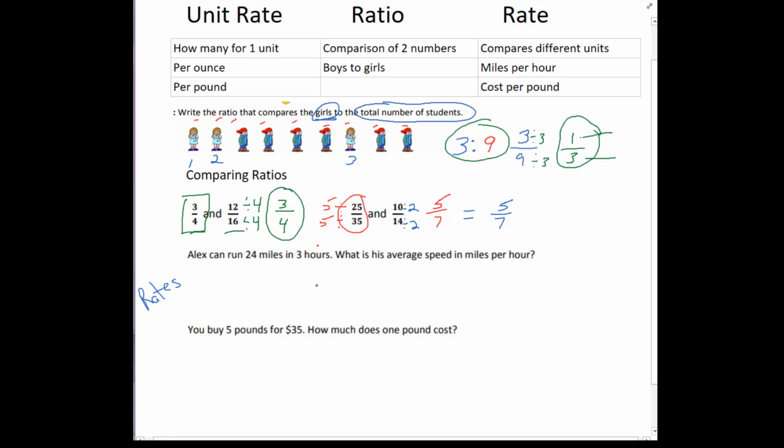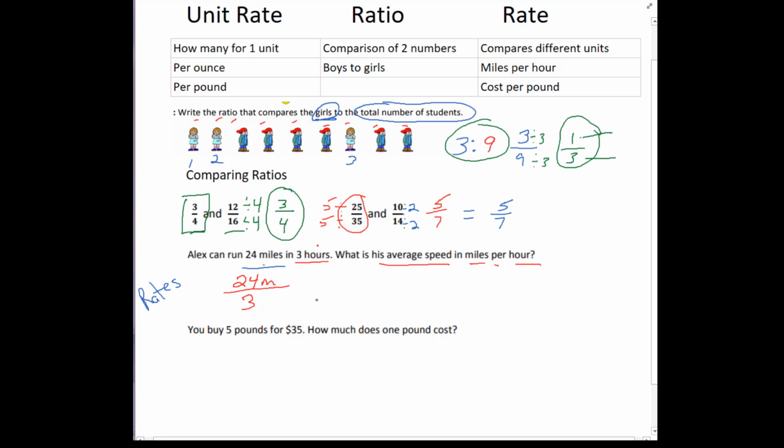Now let's read this and see what they want us to say. Alex can run 24 miles in, let's see, we'll even do this in a different color, in 3 hours. So those are 2 different units of measurement, miles and hours. So this tells me it's going to be a rate. And what they want to know, what is his average speed in miles per hour? Okay? So we'll start off, it says miles per hour. So let's do the first. Miles, 24 miles per, there's your line, hours. Okay? That's our ratio. Well, it's better said rate, but 24 over 3, right?